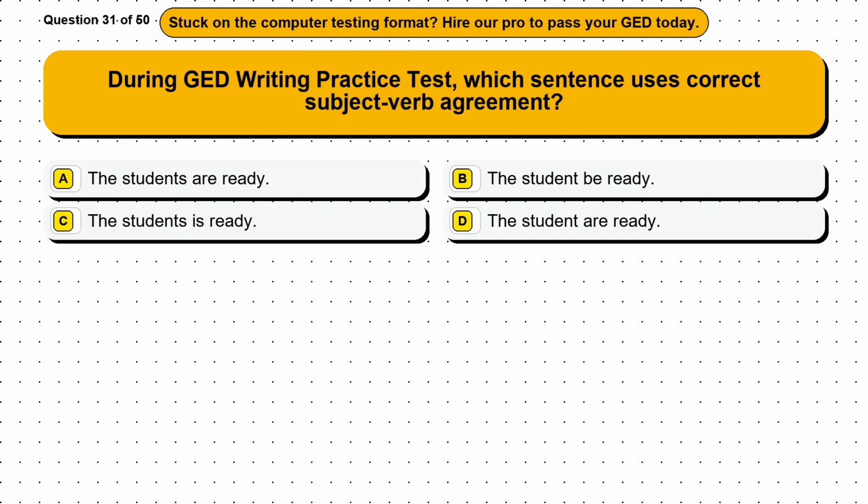Question 31. During GED Writing Practice Test, which sentence uses correct subject-verb agreement? Option A, the students are ready. Option B, the student be ready. Option C, the students is ready. Option D, the student are ready.